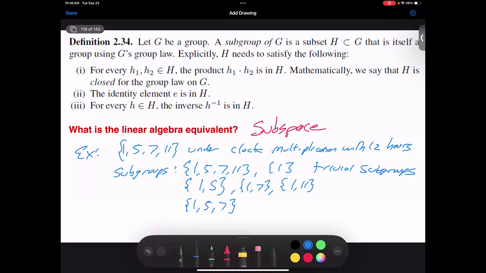Does every element have an inverse in this set? Yes. I have the identity, I have associativity. What's the last thing I need to check? Closure. What's 1 times 5? Sorry, 35. And what's 35 on a clock with 12 hours? 11. So not a subgroup, as 5 times 7 is 11.